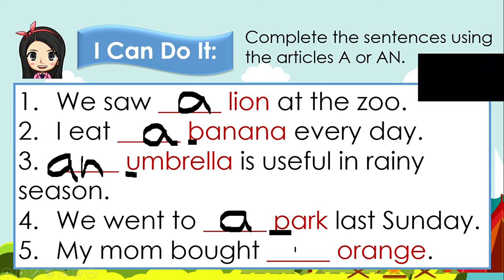And the correct answer is an. Why an? Because the first letter of the word is a vowel. Wow, did you get it? Great, good job.